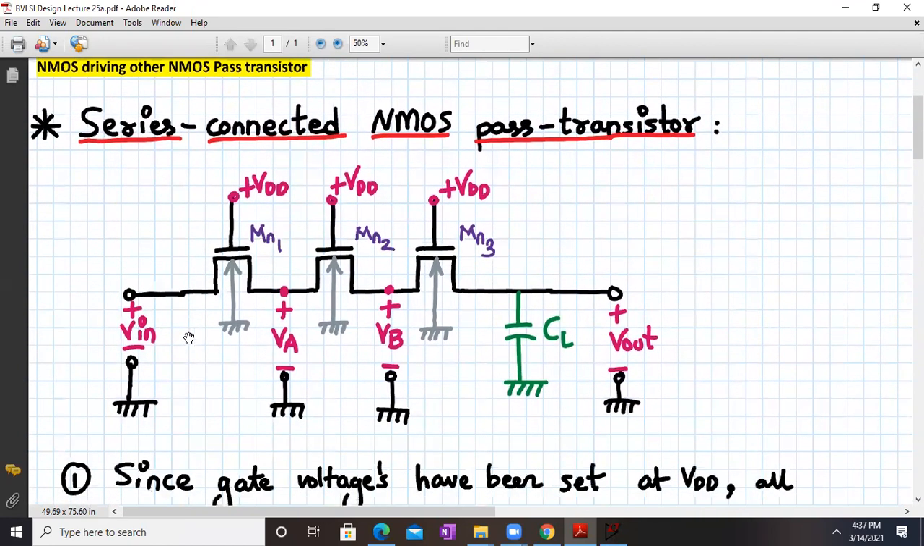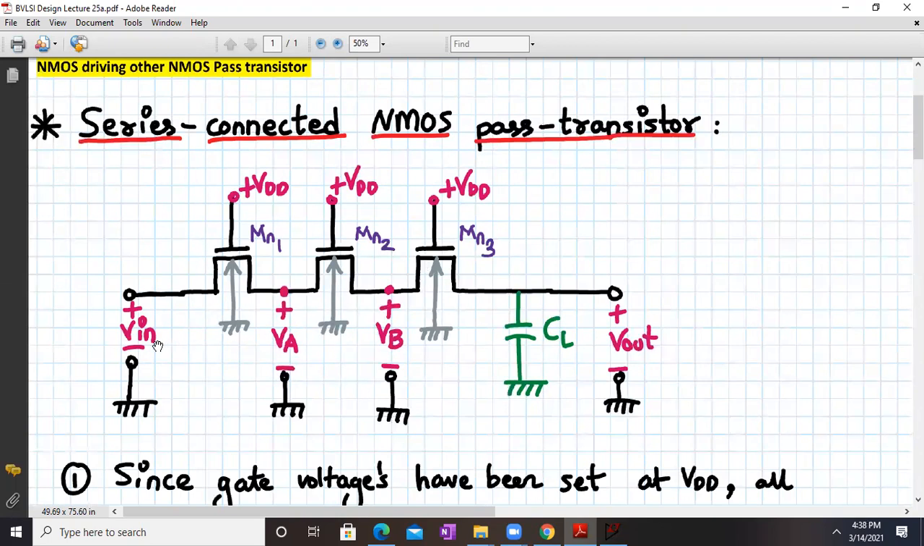So we have three series connected NMOS pass transistors connected back to back, MN1, MN2 and MN3, and we are applying a Vin voltage over here. We are passing Vin, which can be either logic 0 or logic 1. Remember, the gate voltage of all the NMOS transistors is tied to VDD, so all the NMOS transistors are on.